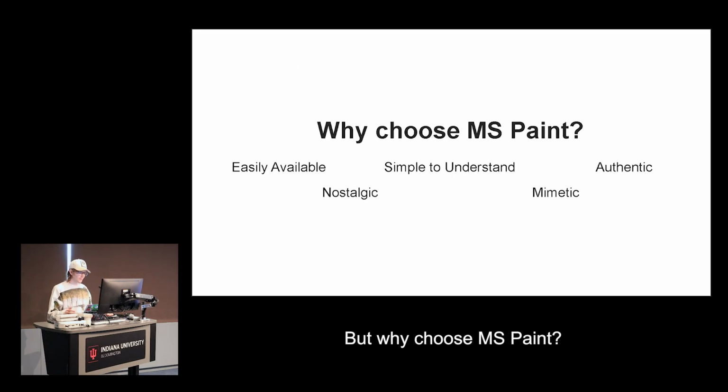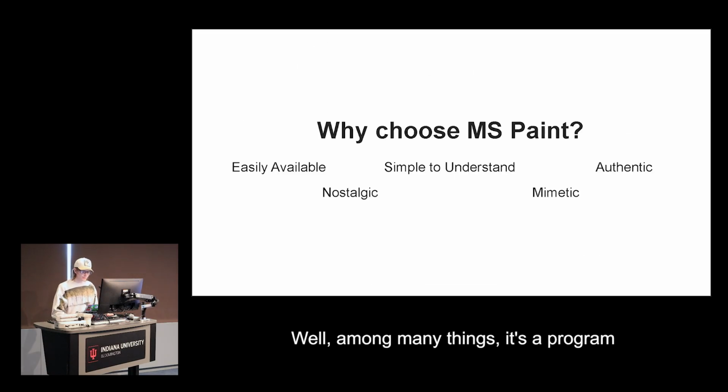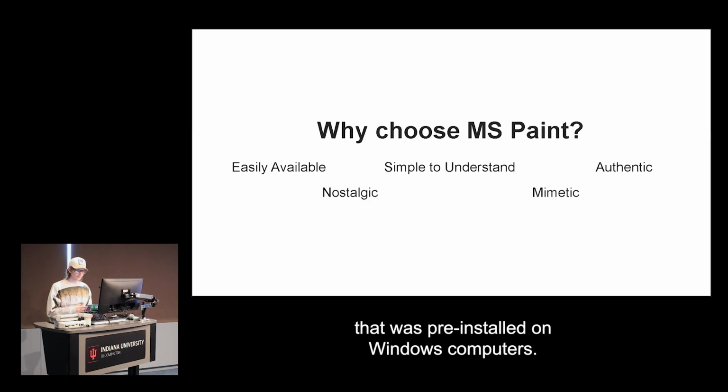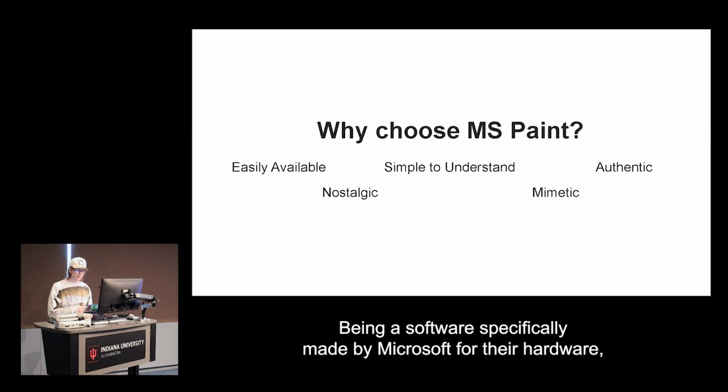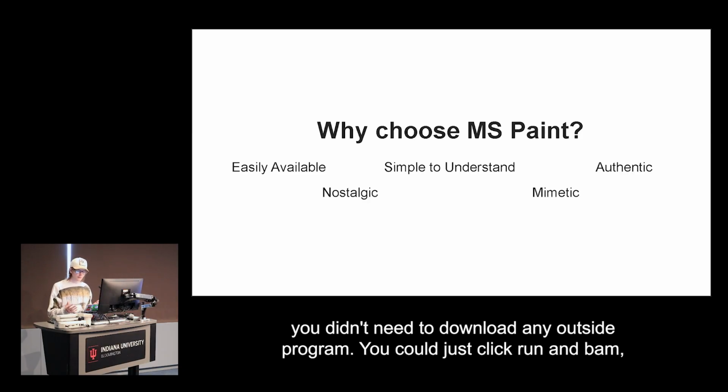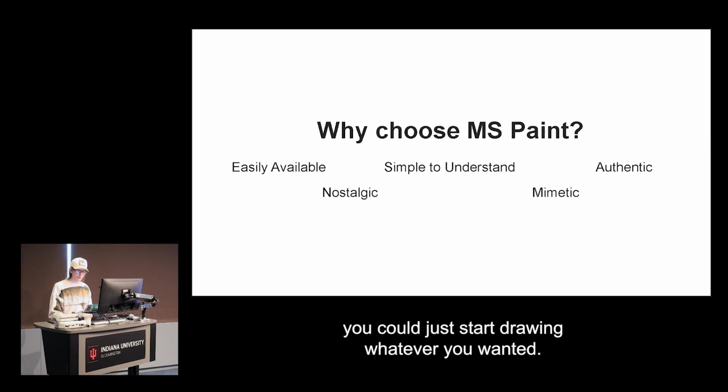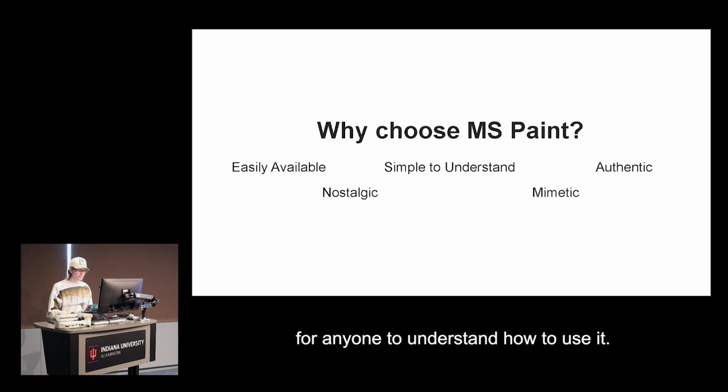But why choose MS Paint? Well, among many things, it's a program that was pre-installed on Windows computers. Being a software specifically made by Microsoft for their hardware, you didn't need to download any outside program. You could just click run and bam, you could just start drawing whatever you wanted. With the various limitations also present in MS Paint, it also made the barrier to entry incredibly easy for anyone to understand how to use it.